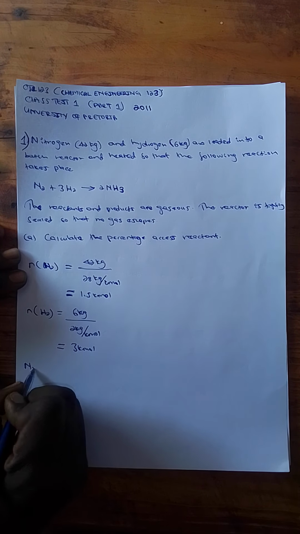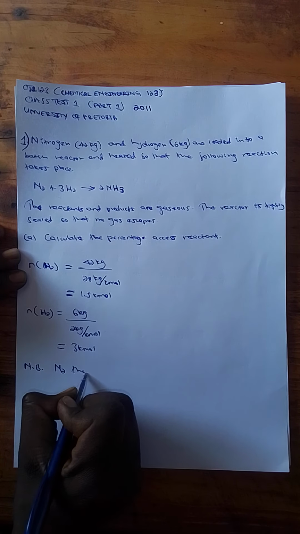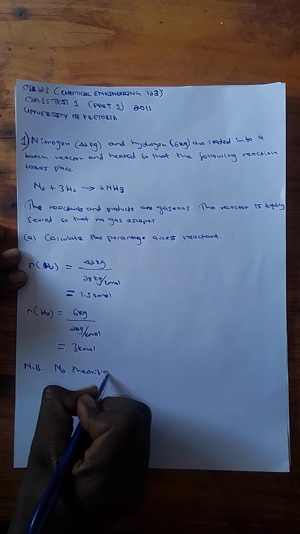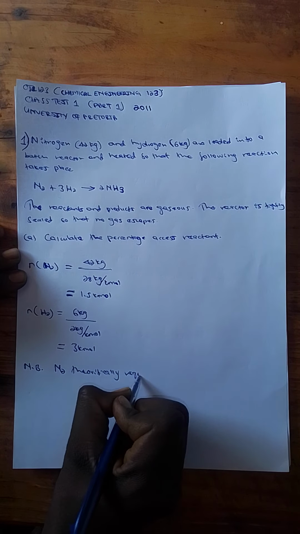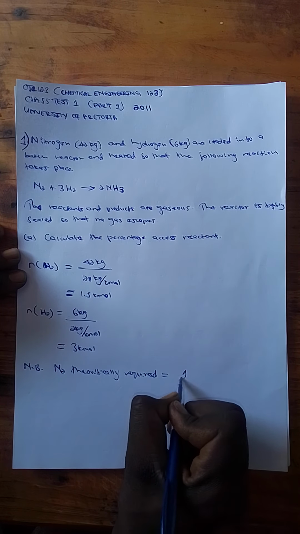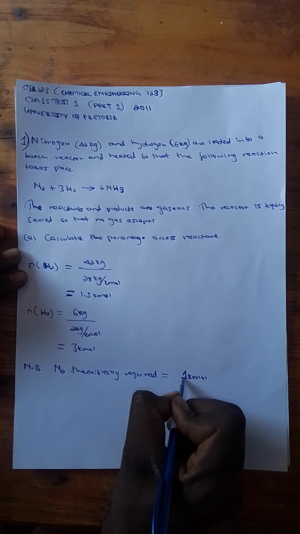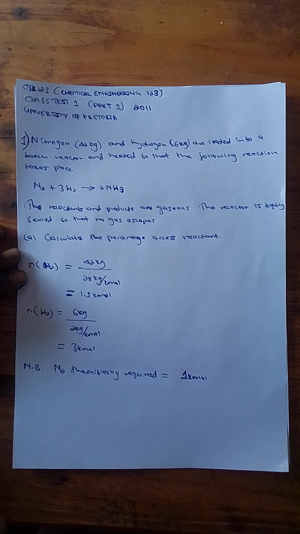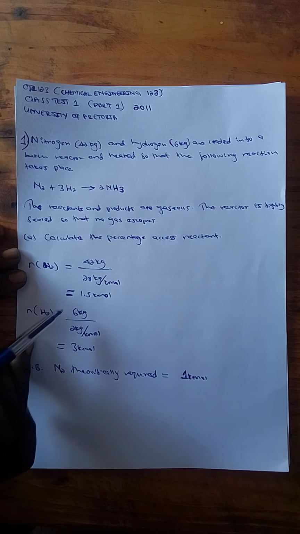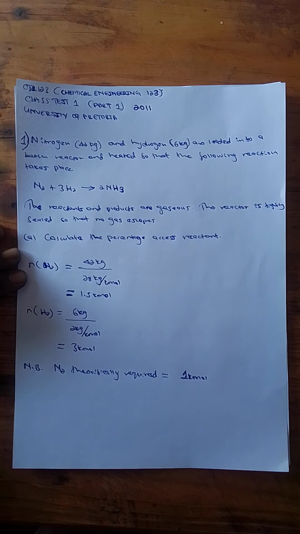So let me just write here N2 theoretically required equals 1 kilomole. Right, that's very important. So now we know that theoretically required N2 is actually 1 kilomole. However, we have 1.5 kilomole, which makes the N2 an excess reactant. So with that said, that takes us to our equation.